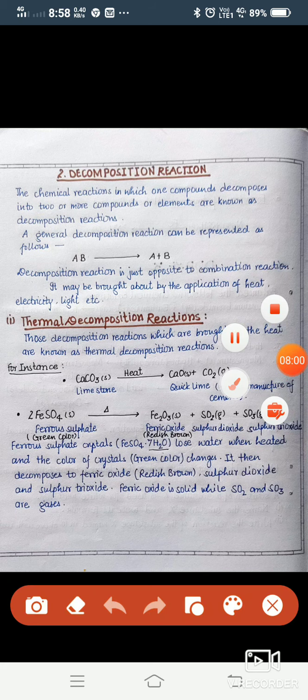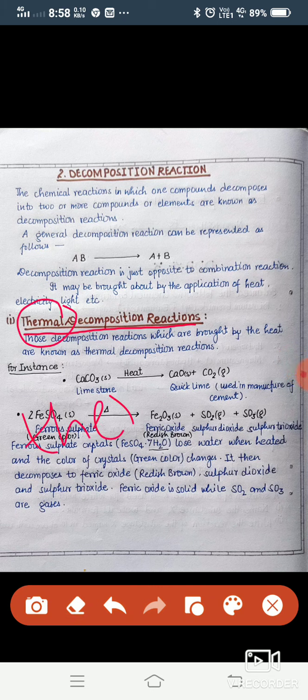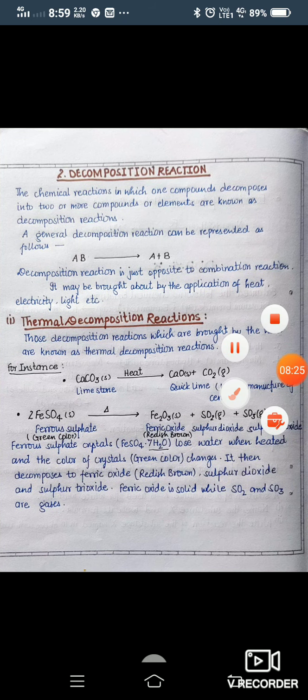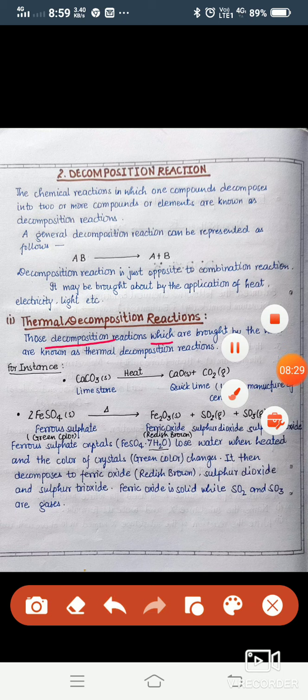Let's see one by one. First, thermal decomposition. As the name suggests, therm means heat. So when a substance is decomposed by heat, it is called a thermal decomposition reaction. Those decomposition reactions which are brought about by the application of heat, where any substance breaks down, are known as thermal decomposition reactions.